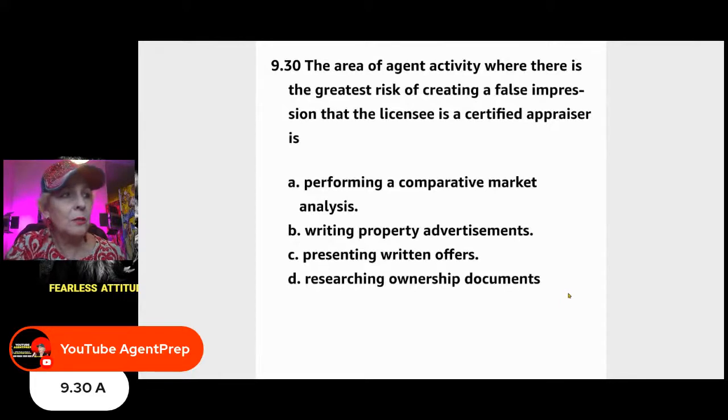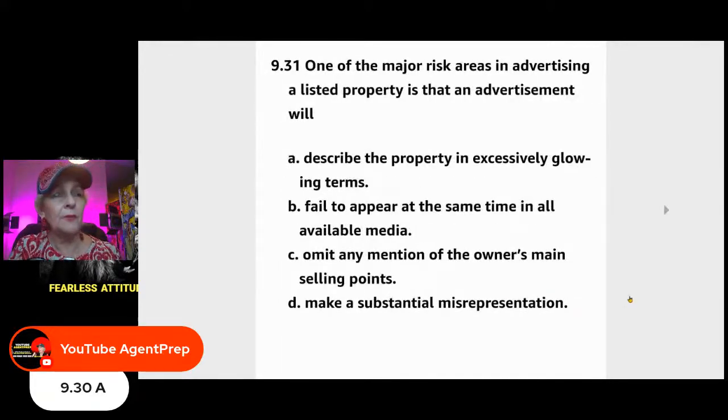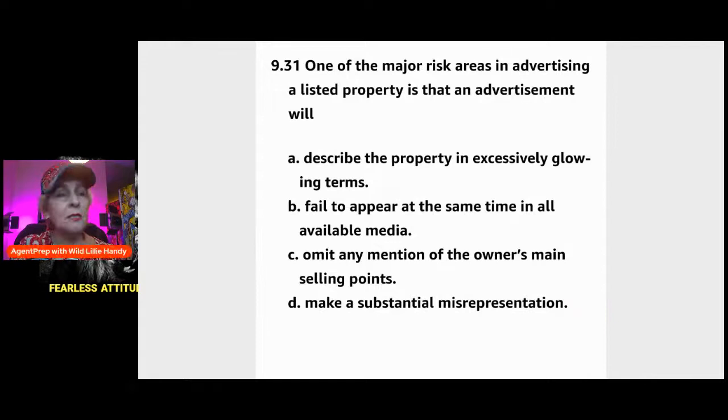All right, number 31. One of the major risks in advertising a listed property is that an advertisement will A, describe the property in excessively glowing terms. B, fail to appear at the same time in all available media. C, omit any mention of the owner's main selling points. Or D, make substantial misrepresentation.